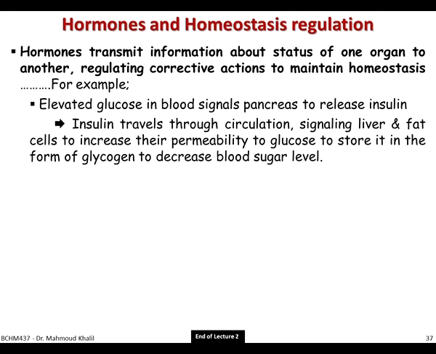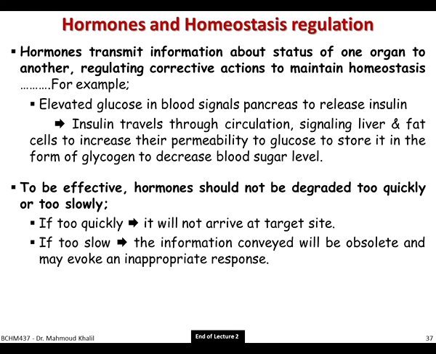Insulin, of course, travels through circulation. It will signal the liver and the fat cells to increase the permeability to glucose. So glucose will move from the blood to be stored in the form of glycogen inside our liver and our fat cells and even muscles. That will lead to a decrease in the blood sugar level in order to reach a homeostasis state.